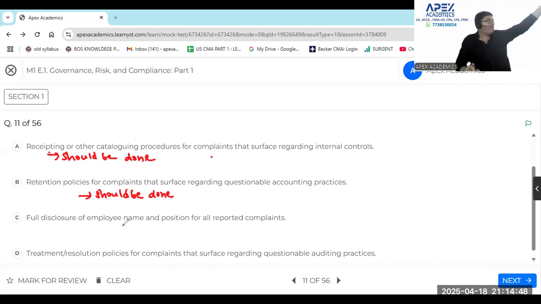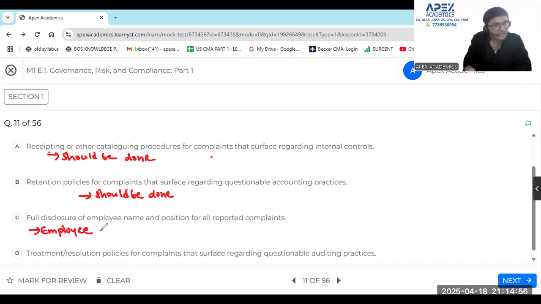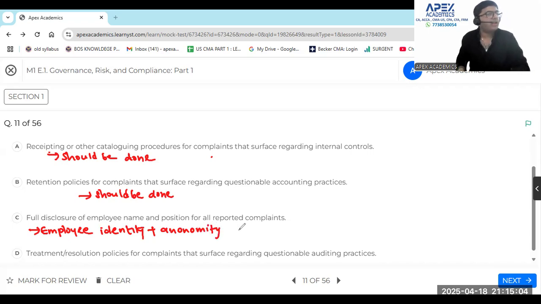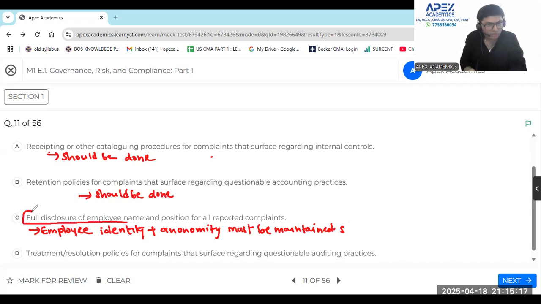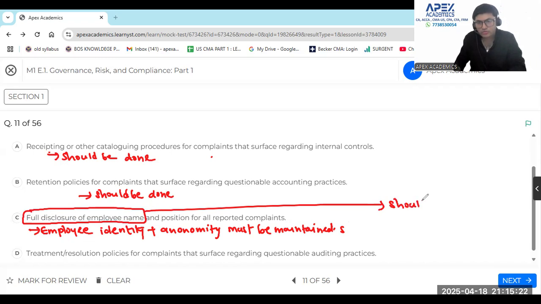Sir, full disclosure of employee name. Disclose. Sir, no. Employee identity plus anonymity. Anonymity means what? His name should remain protected. Employee identity and anonymity must be maintained. Sir, this should not be done. The full disclosure of employee name should not be done.